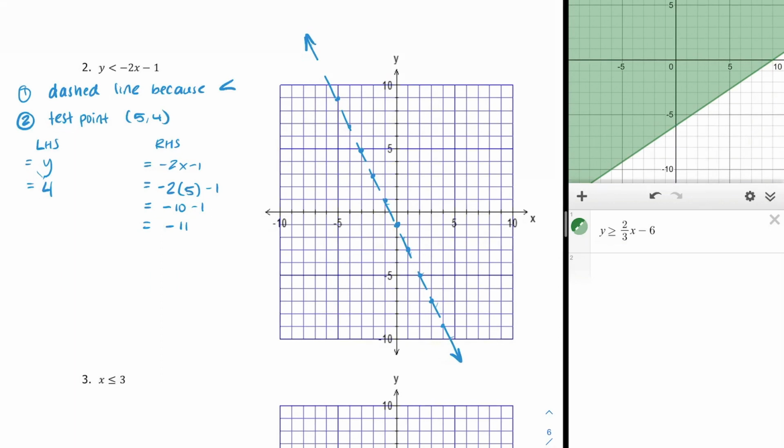Now I'm going to see if my inequality is true. My original inequality said my left-hand side should be less than my right-hand side. Right? That's what we see up here. My left-hand side should be less than my right-hand side. So is 4 actually less than negative 11? Heck no, that is pure nonsense. That is false, which means we will shade the other region.